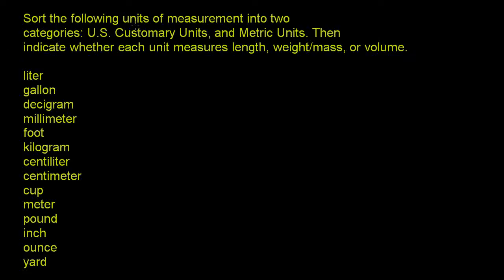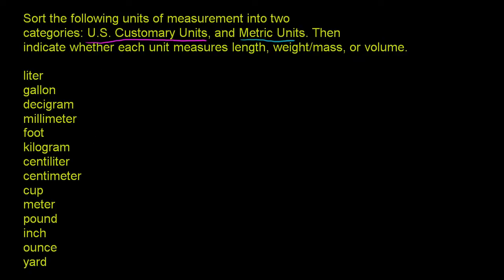We're asked to sort the following units of measurement into two categories: US customary units and metric units. So these are just two different systems, and you'll get more and more familiar with them. Then indicate whether each unit measures length, weight, mass, or volume. So let's do the first. Let's see which of these are US customary units versus metric units.